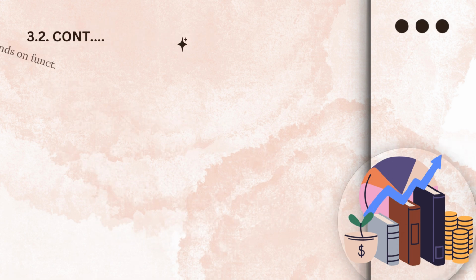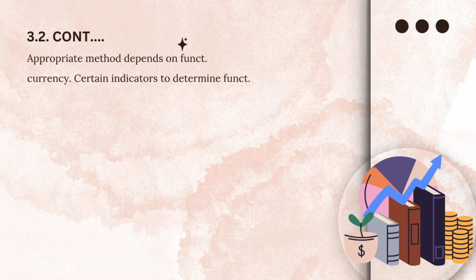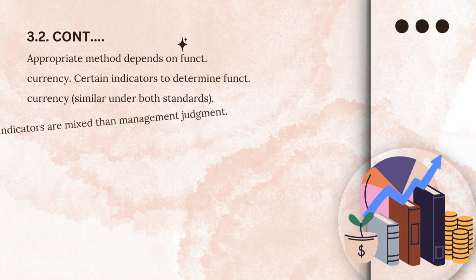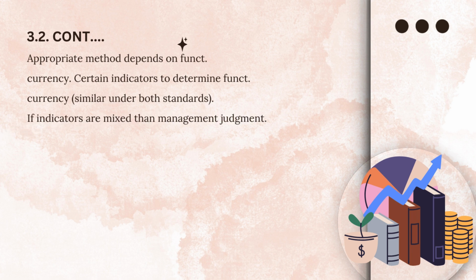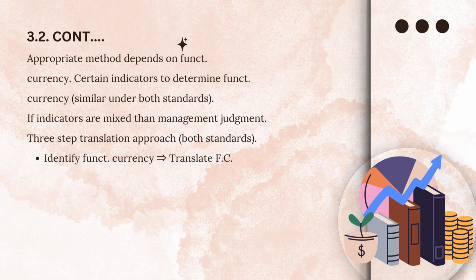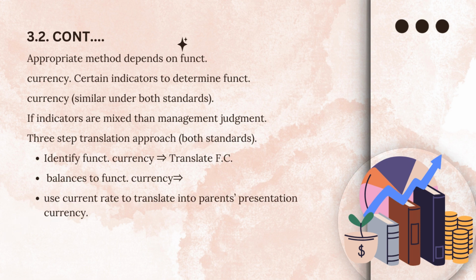Appropriate method depends on functional currency. Certain indicators determine functional currency, similar under both standards. If indicators are mixed, then management judgment. 3-step translation approach, both standards. Identify functional currency. Translate FC balances to functional currency. Use current rate to translate into parent's presentation currency.